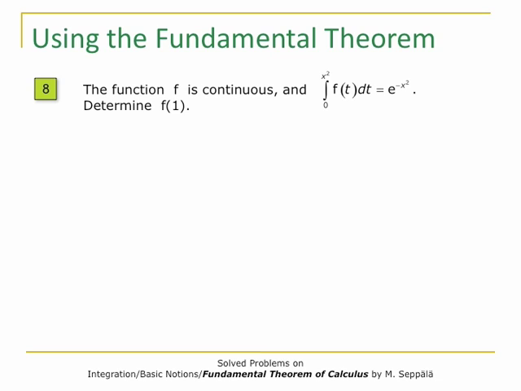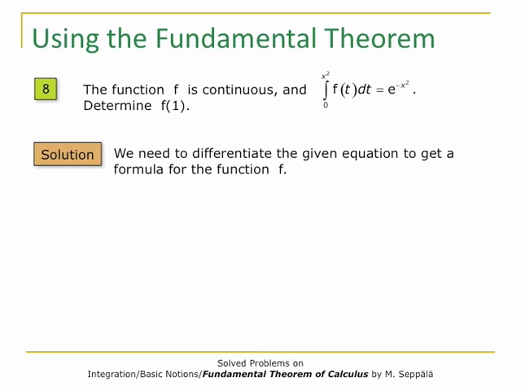In problem 8, we know that the function small f is continuous and the integral from 0 to x squared of f of t dt equals e to the negative x squared, and our task is to determine the value of this function small f at 1. We need to differentiate the given equation to get a formula for the function f.